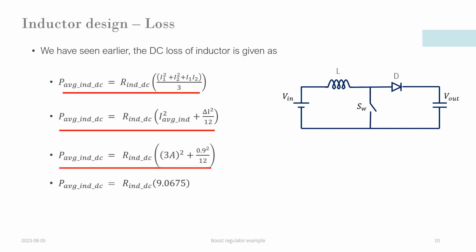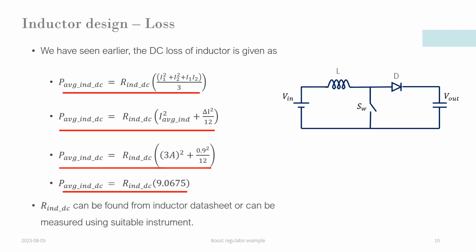On simplifying, we get inductor average power is equal to R inductor DC into 9.0675. Here, we do not know the value of R inductor DC. This can be found from inductor datasheet or it can be measured using suitable instrument.